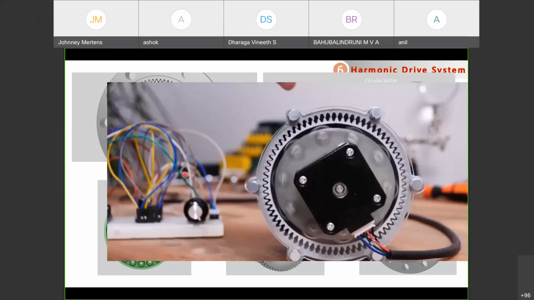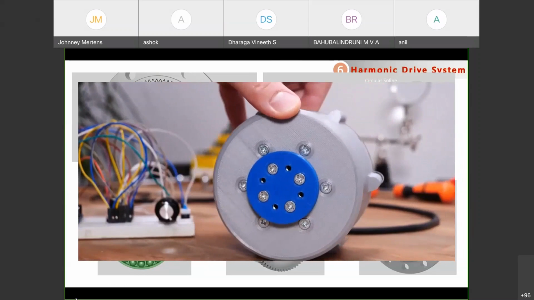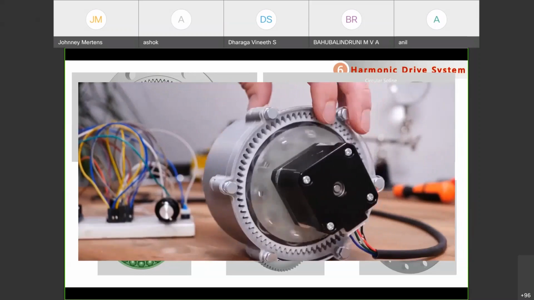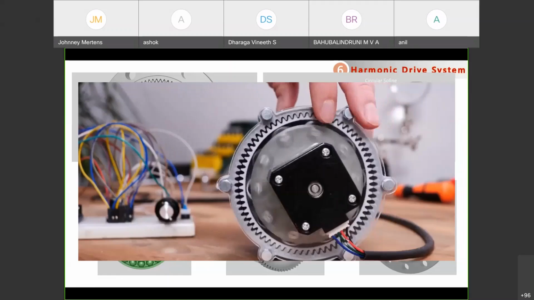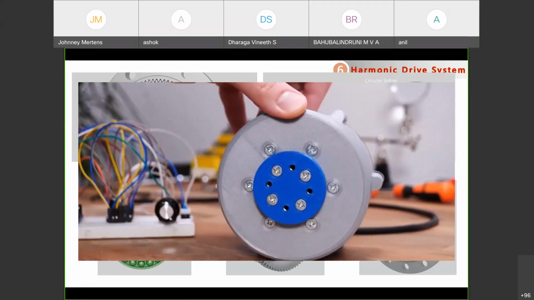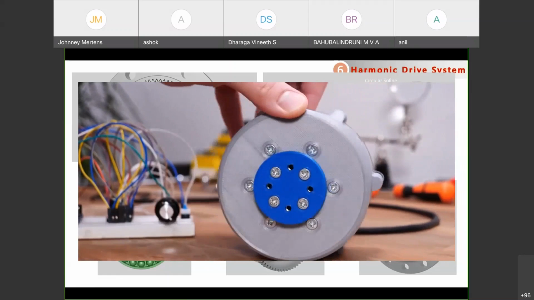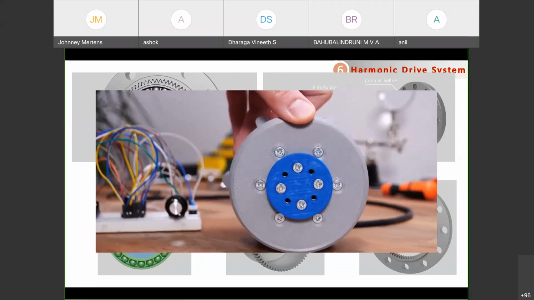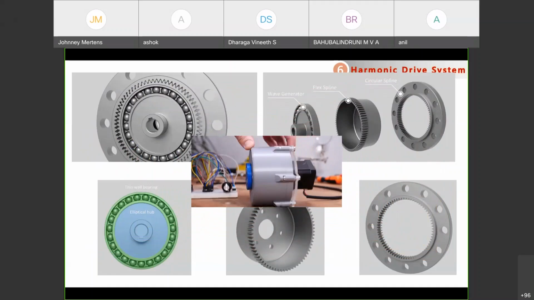Now again, a small prototype model you can see here. Okay, how this harmonic drive system is used. By seeing the rotation itself, this is the input speed rotation and this is the output speed rotation. You can see a stepper motor connected to the input shaft, and this blue color is the output shaft. Okay, how much speed reduction is happening in this harmonic drive system, you can clearly see from this video.